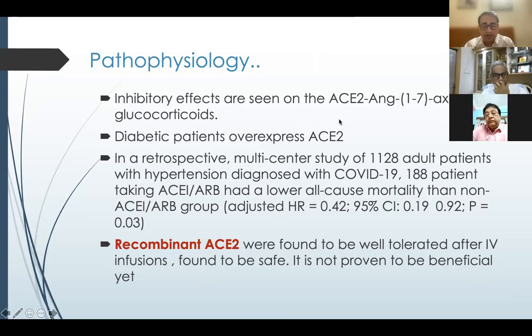Diabetic patients, on the other hand, overexpress ACE2. So in a retrospective study of around 1,100 adult patients with hypertension diagnosed with COVID-19, the 188 patients who were taking ACE inhibitors or ARBs had a lower all-cause mortality than the non-ACE or ARB group. So this is a very interesting observation.